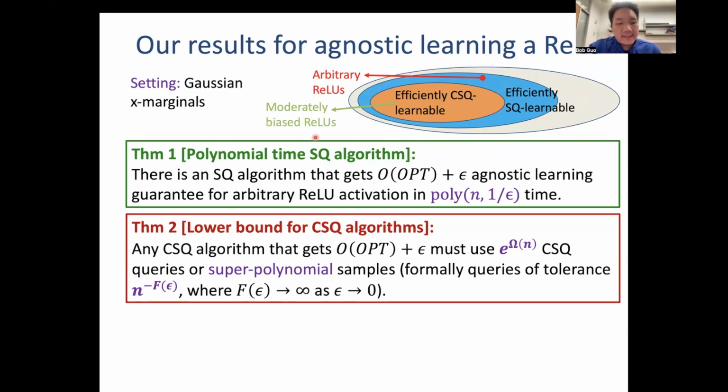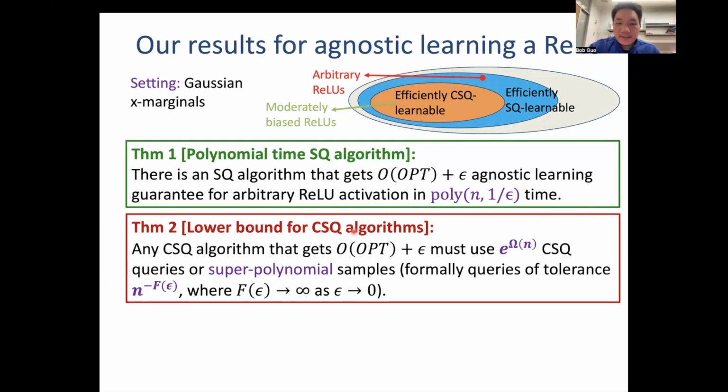So our first theorem says there is an SQ algorithm that gets an O(opt) plus epsilon agnostic learning guarantee for arbitrary ReLU activation in the desired fully polynomial time. And this is why we place the arbitrary ReLU learning problem inside the SQ learnable set.